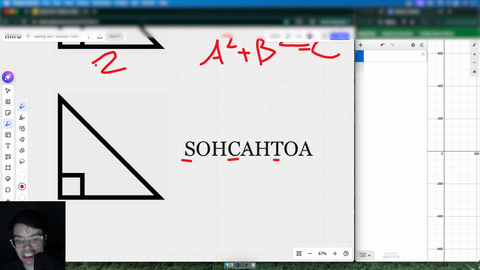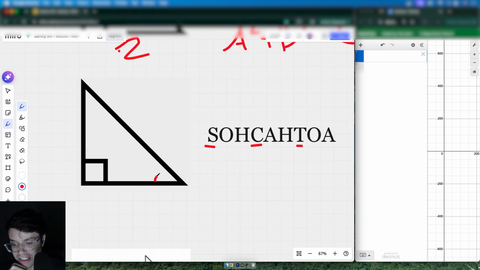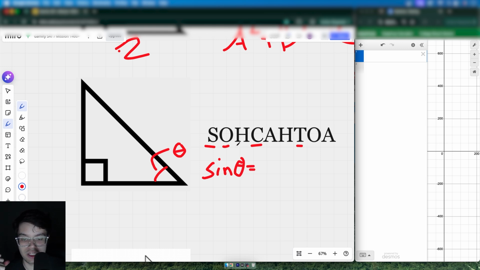And the O and H and A and H and O and A refer to what side you have to use to figure this out. So let's say we have this right triangle, and let's say we have an angle here, and let's just say theta. This is usually the variable that they use to show angle measurements when you don't know them yet. First thing here we have is sine. So you can say here sine of this angle must be equal to the opposite over the hypotenuse.